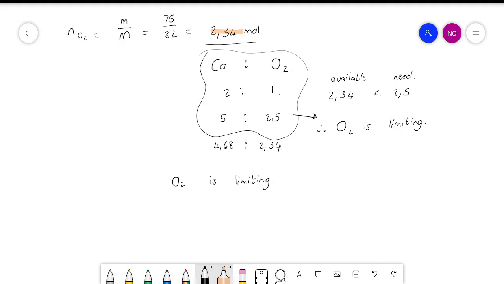Okay. So, what I would do for this is I would take the difference between what I need and what I have available. Because do you guys agree, for the reaction to take place, 100% calcium used up and 100% oxygen used up, you would have needed 2,5 mole of the oxygen. Yeah?